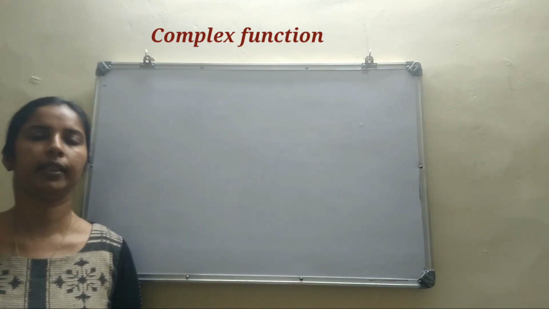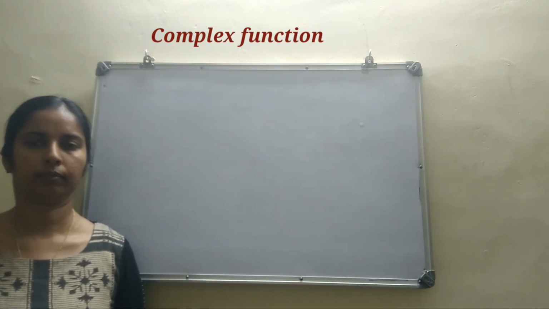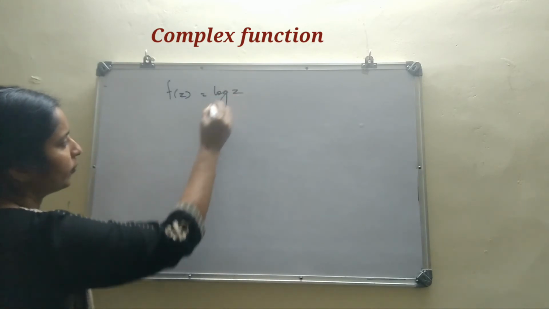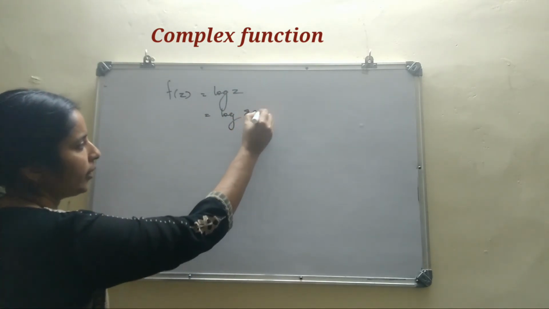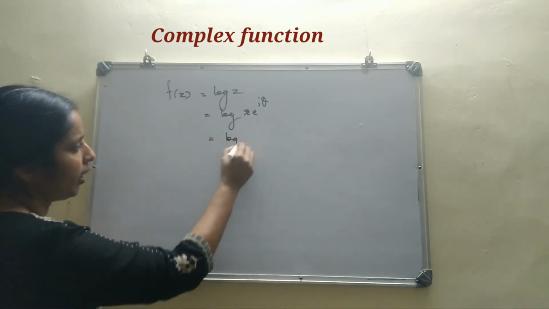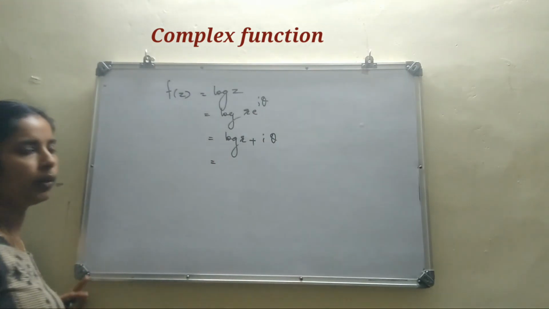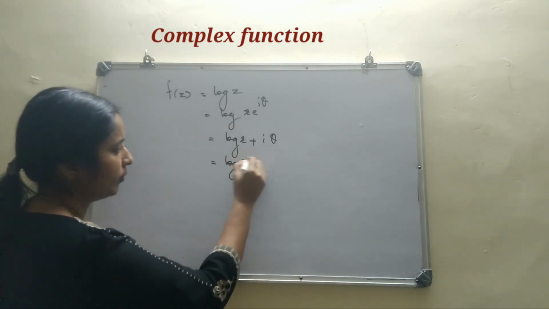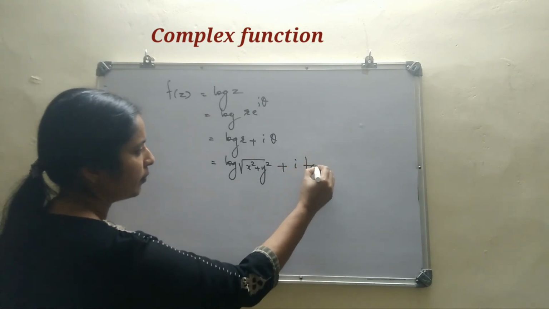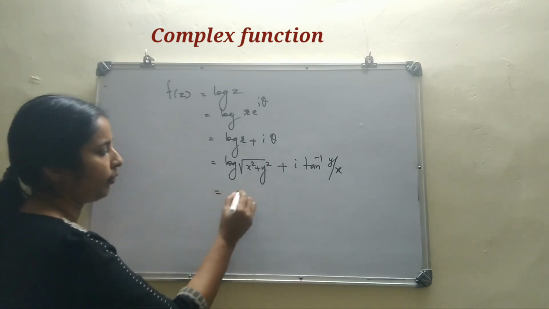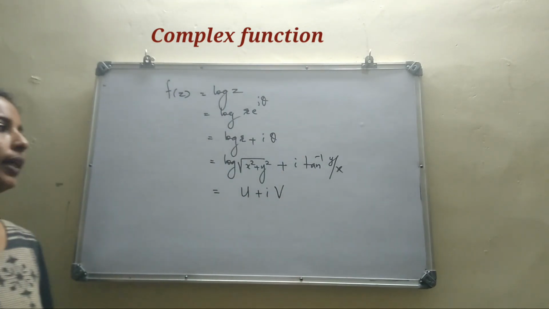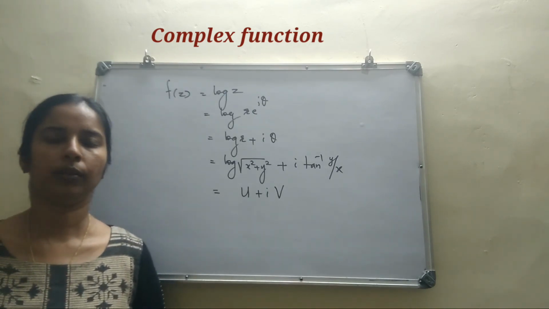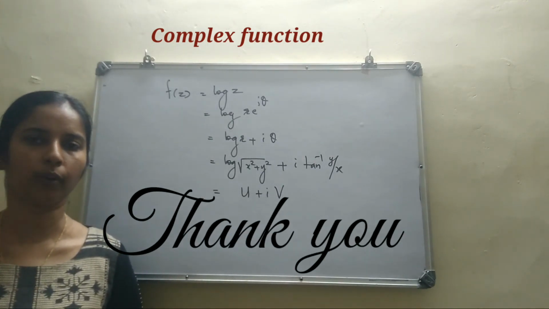But in the case of the logarithmic function, it is better to consider z in polar form. So consider f(z) as log z. Log z is log of r e raised to i theta. That is log r plus i theta. What is r? r is root of x square plus y square and theta is tan inverse y by x. This is in the form u plus iv. Here u is log of root x square plus y square and v is tan inverse y by x. So you always keep in your mind that any complex function can be expressed in the form u plus iv.